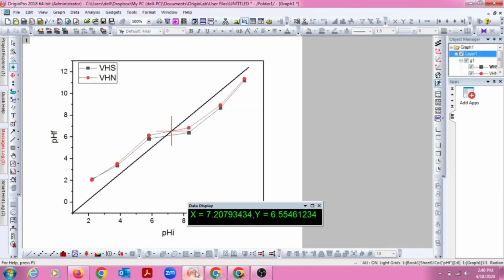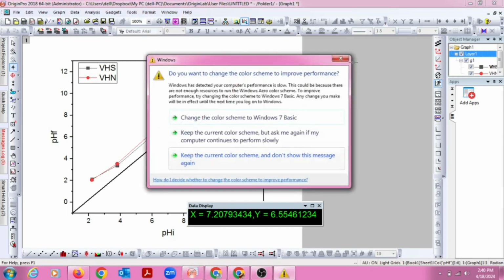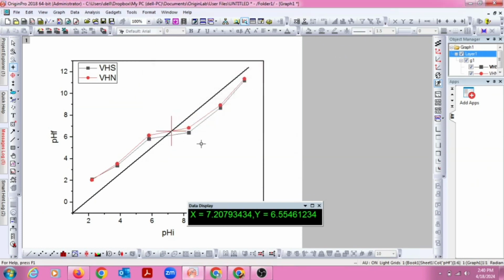Now we all know that the point of zero charge has a very important role in the effect of pH, whatever pollutant we'll be targeting. We know that at a pH less than the point of zero charge, the adsorbent will have a net positive charge, while at a pH greater than the point of zero charge, the surface has a net negative charge.